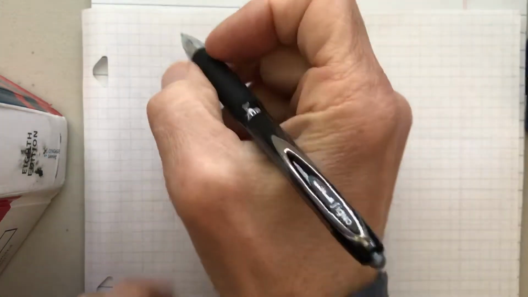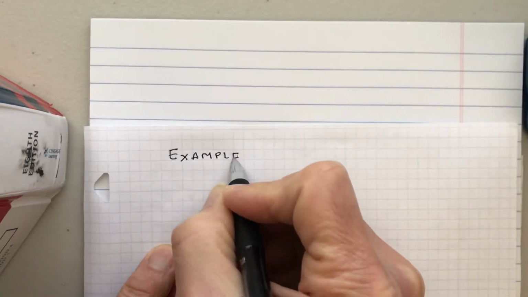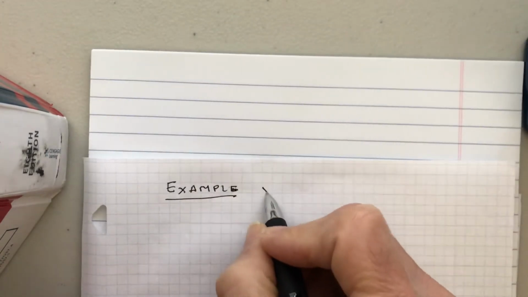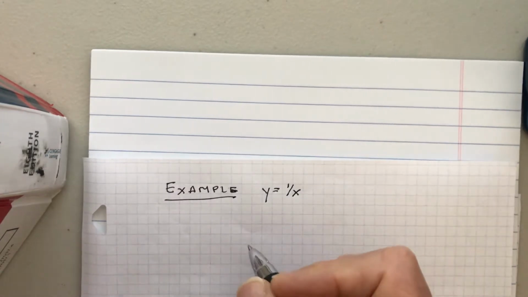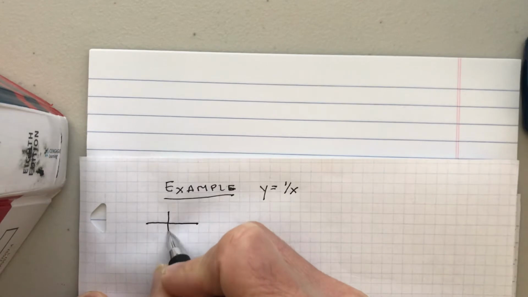All right, let's look at the function y equals 1 over x. What I'd like to do is first sketch the graph, and to do that I will draw a little table.